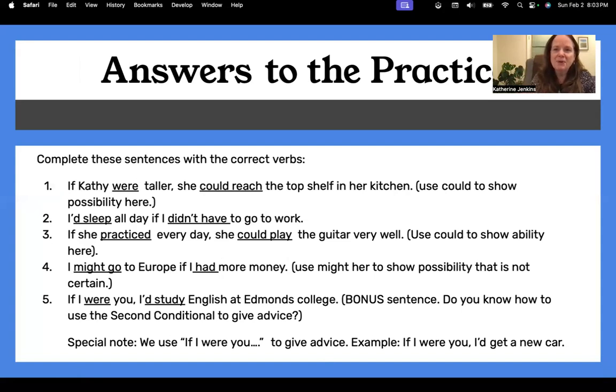Imagine your friend's car is broken down and you want to give her a suggestion. You could say, if I were you, I'd get a new car. You are not your friend, but you can still offer a suggestion as if you were her. Okay, so this is just a way we give advice.